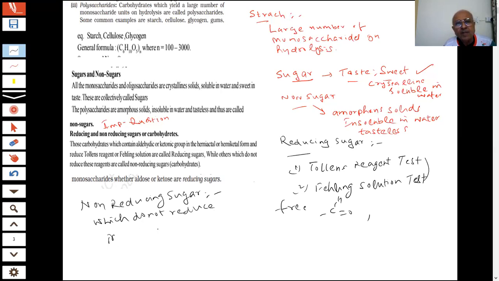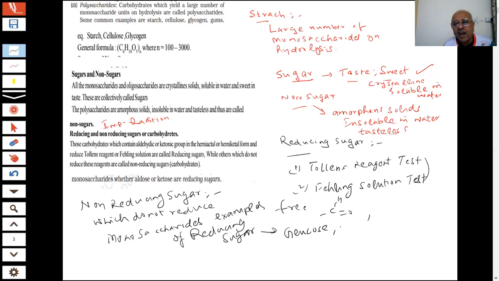Monosaccharides are examples of reducing sugar, students. Point to be noted for exam. Glucose is a monosaccharide, fructose is a monosaccharide, mannose too. So these compounds, students, will be reducing sugars.